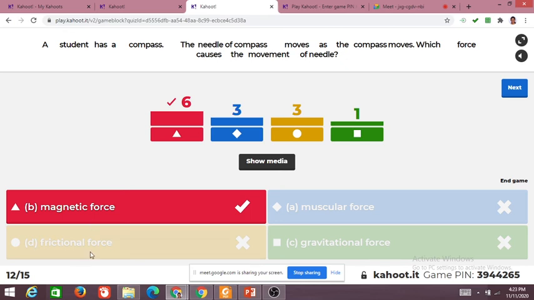Somehow someone answered frictional. I don't know how you got frictional force. Yeah, gravitational force is also wrong. Okay, next.